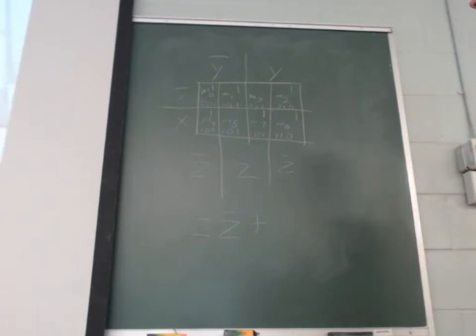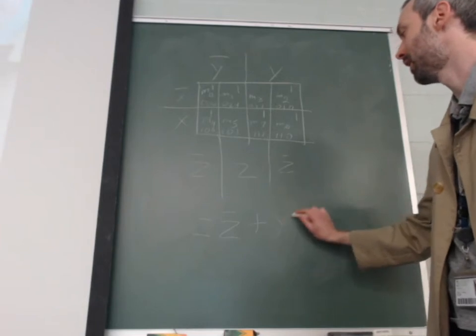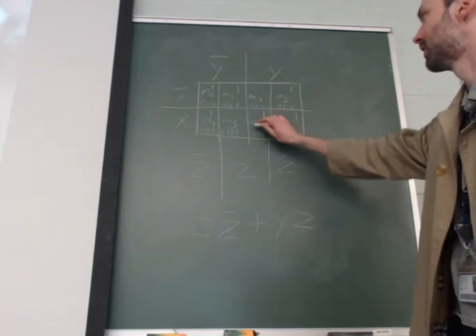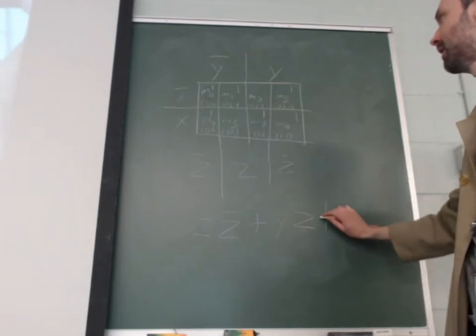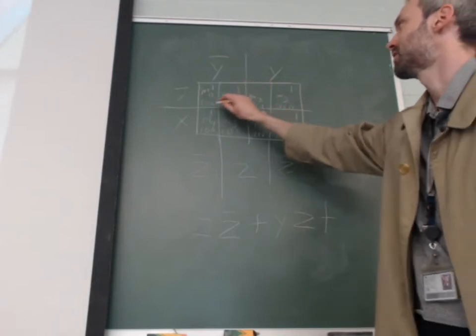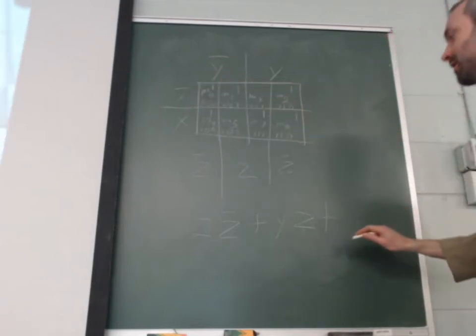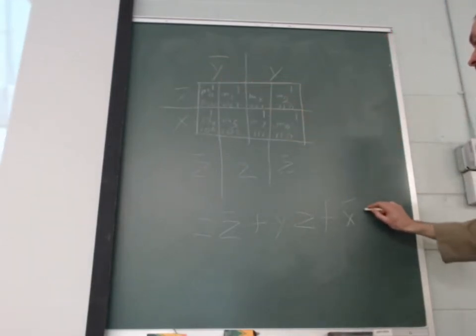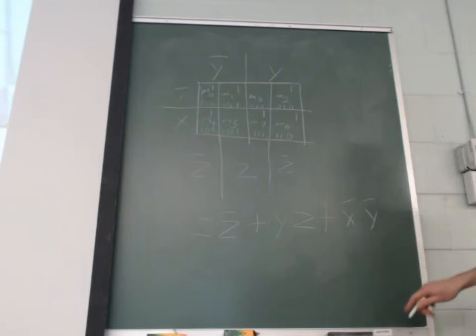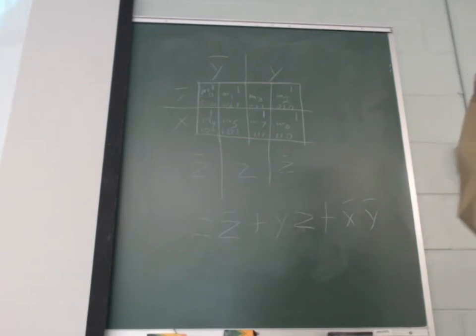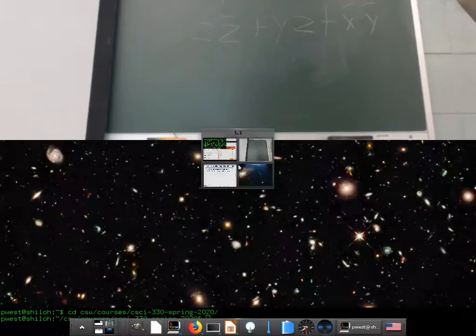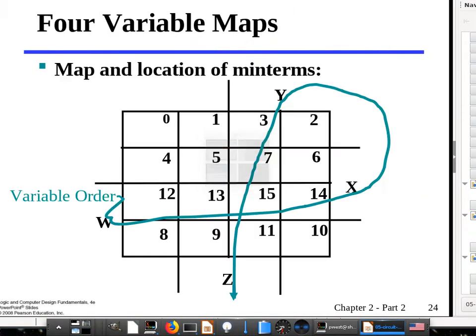Okay, I'll help you out. YZ for this box right here. And then we still need to get this guy, and we can use this whole box, which is not X, not Y. All right. Hopefully that was mostly a review.